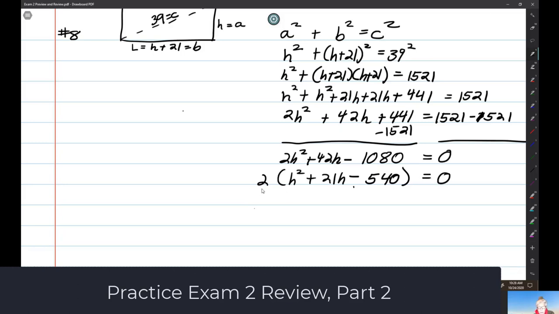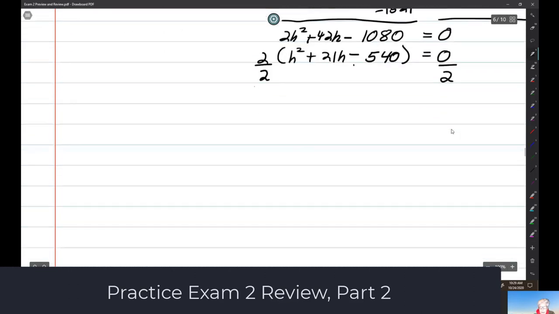And then because it's an equation, we can divide out the 2. Anytime you make your numbers smaller, you're less likely to make a mistake. So you're going to have h squared plus 21h minus 540 equals 0. Okay, so we need two numbers that equal negative 540 and that add together to equal 21.